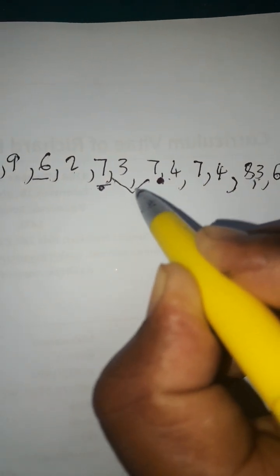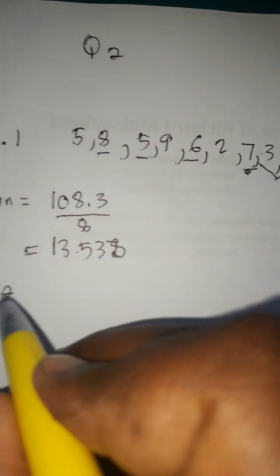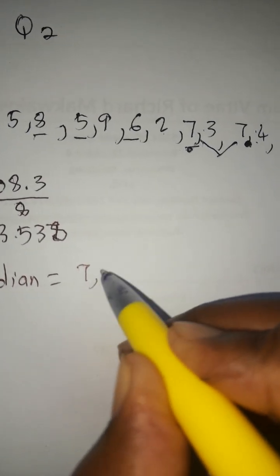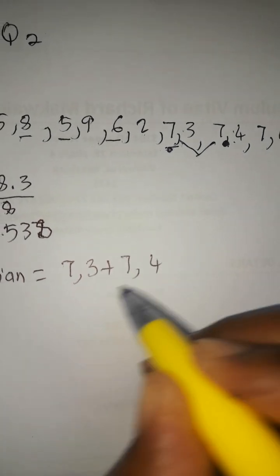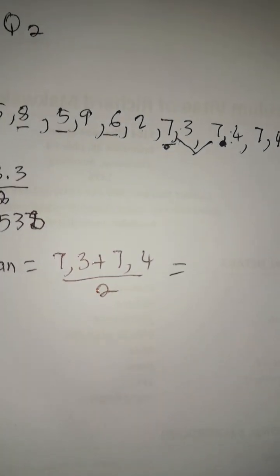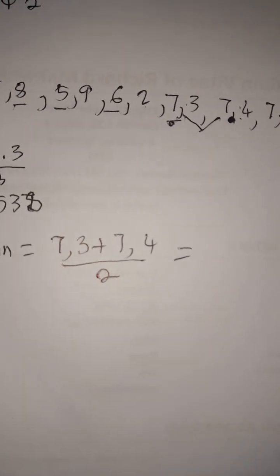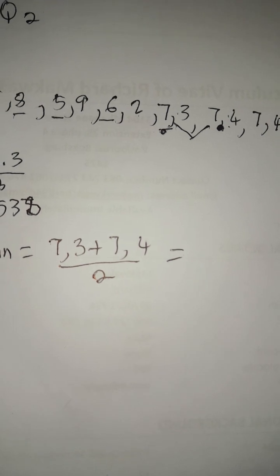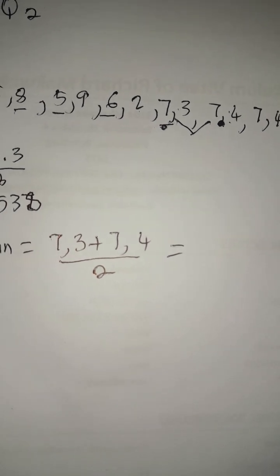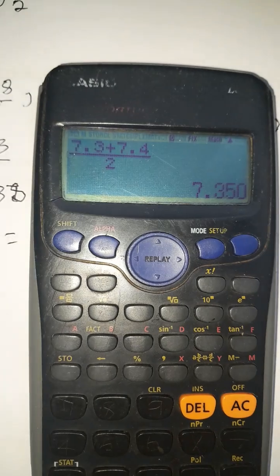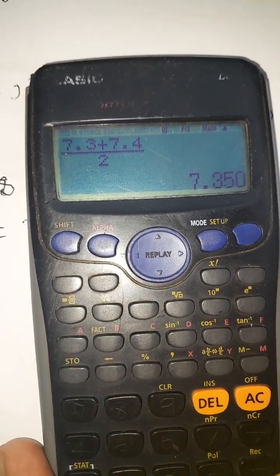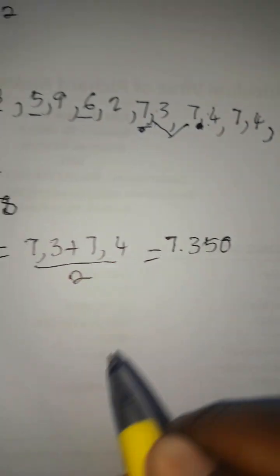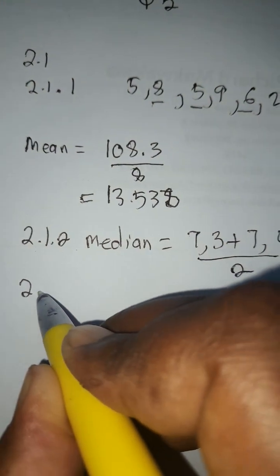So the median will be between 7.3 and 7.4. To find the median, you ought to do this: 7.3 plus 7.4 divided by 2. What is that? Remember, we need to leave our answer correct to 3 decimal places according to our instructions. That's 7.350. We have calculated the median.